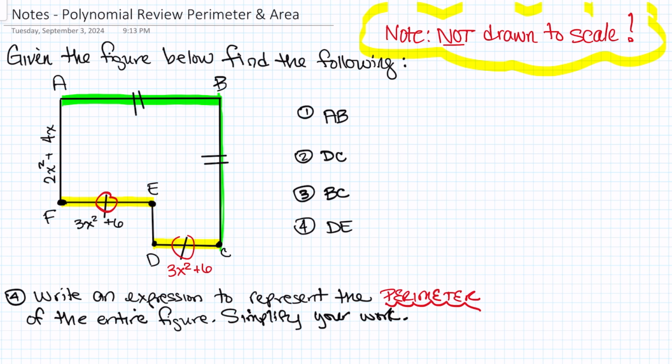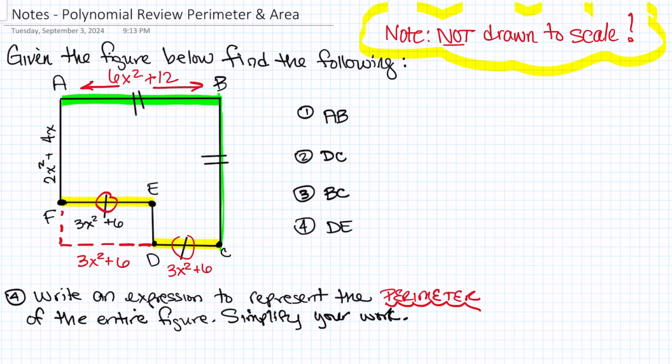So if we think about AB, if we extend this here, I know the length of FE is 3x squared plus 6. That means this little part down here is also 3x squared plus 6. And so that tells me this whole length up here is the same as the entire length at the base. So I just need to add 3x squared plus 6 and 3x squared plus 6. And so I'm going to get 6x squared plus 12.